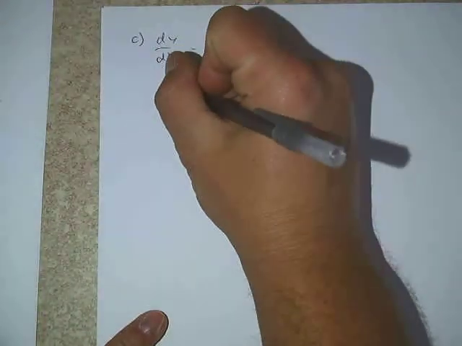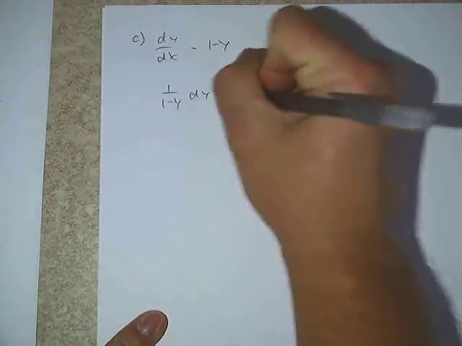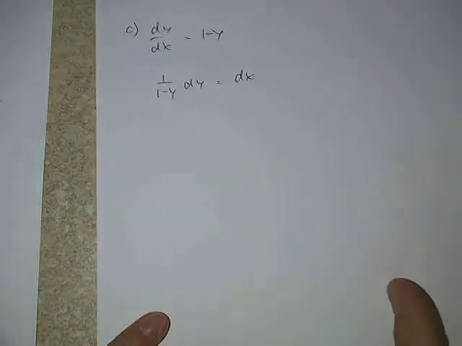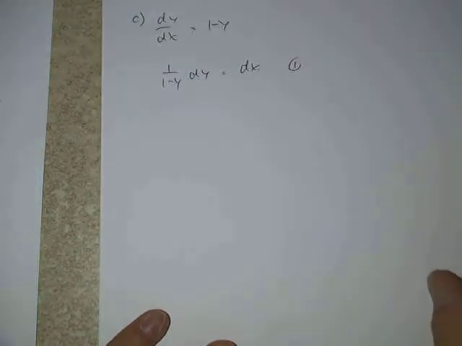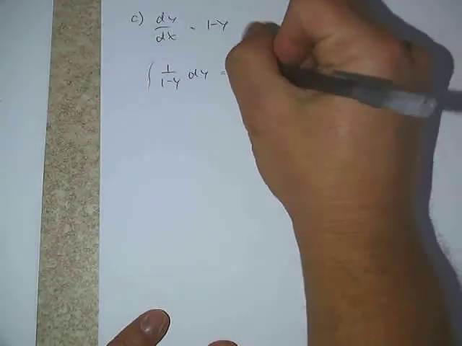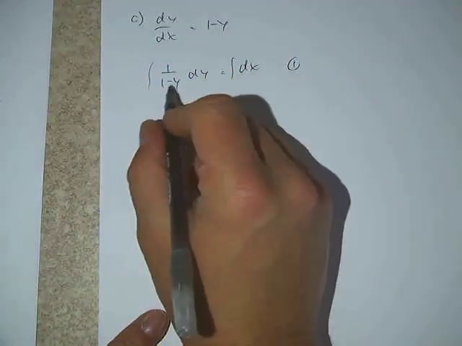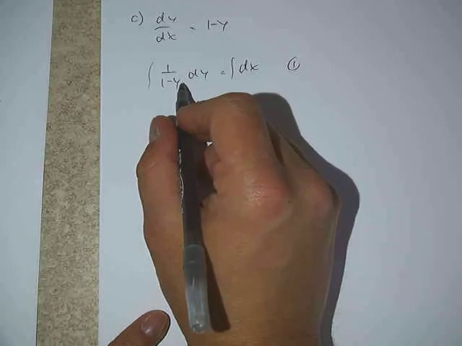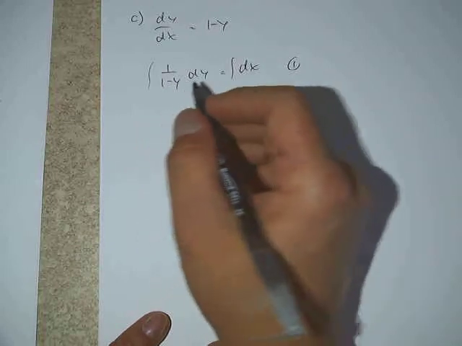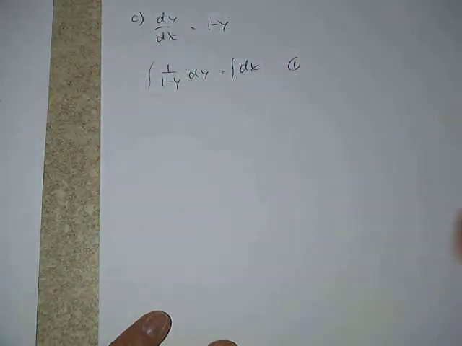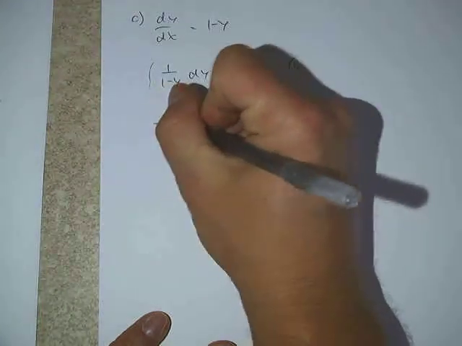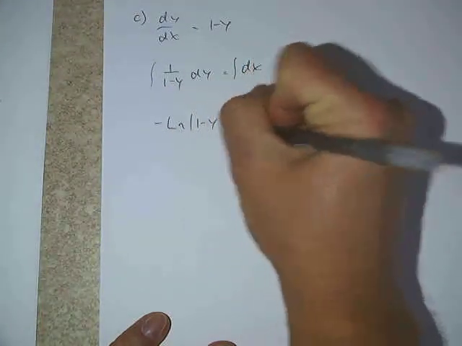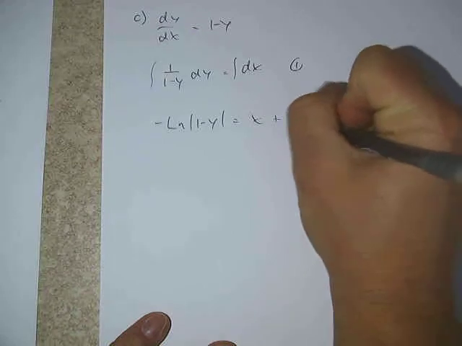Alright, and the last part, we just have a separable differential equation to deal with here. So in part C, unfortunately this time it's only worth 5 points instead of 6, so they steal a point from us on this one. But bottom line here is if we do our 1 over 1 minus y dy on one side and dx on this side, separating the variables is worth a point.